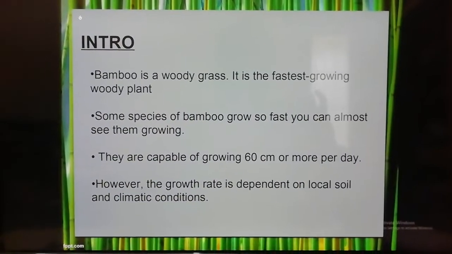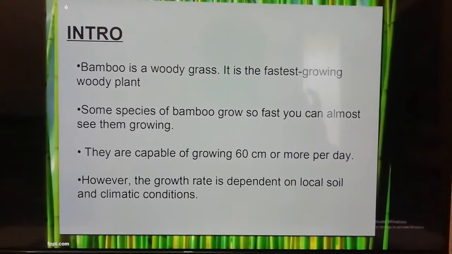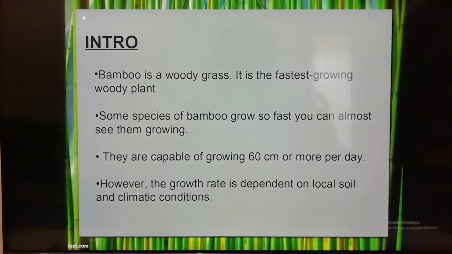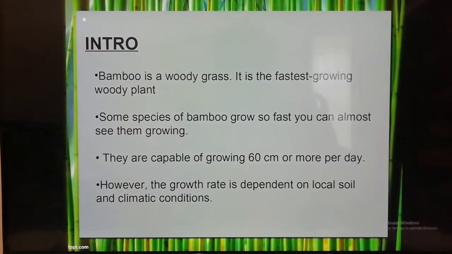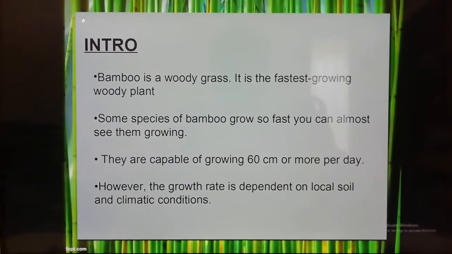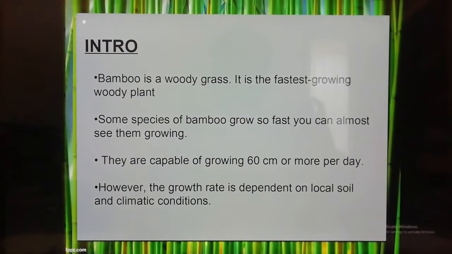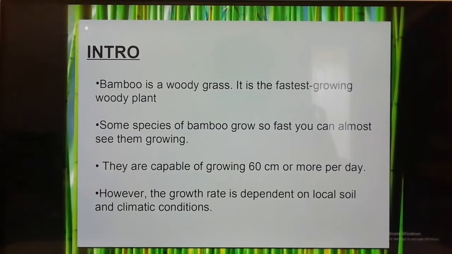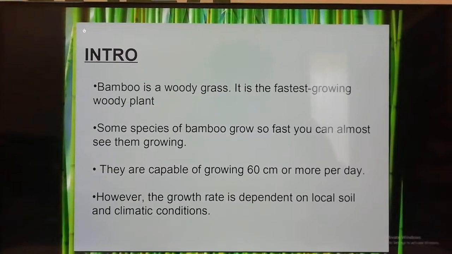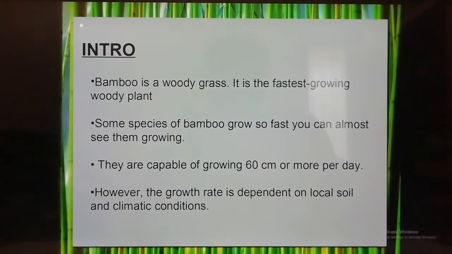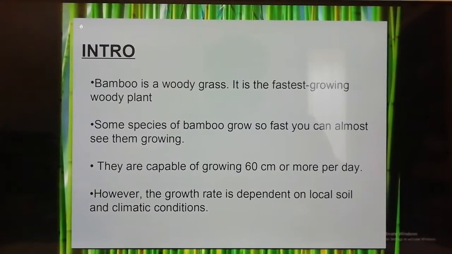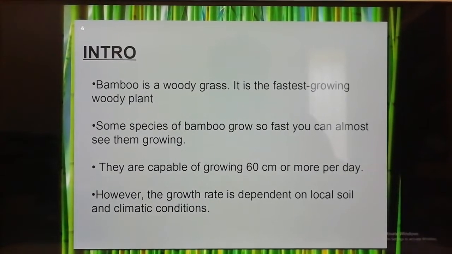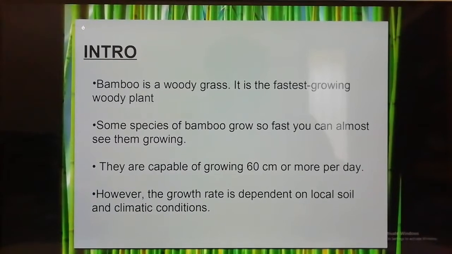So basically, the first intro: as we all know, bamboo is one among nature. Bamboo is a woody grass. It comes from the family of grass itself. There are tough grasses and there are loose grasses, and bamboo comes in this tough grass kind of family. Their growth is very fast, which we all know, and they grow very tall.